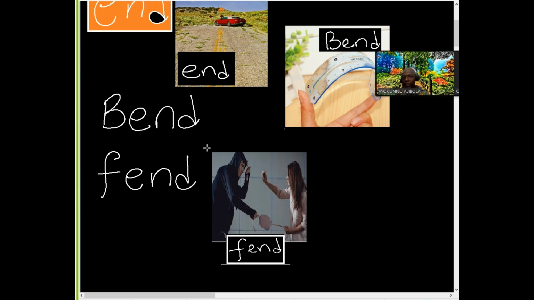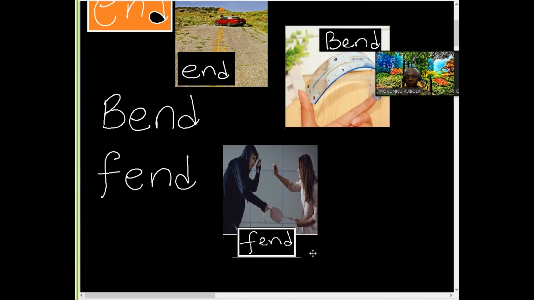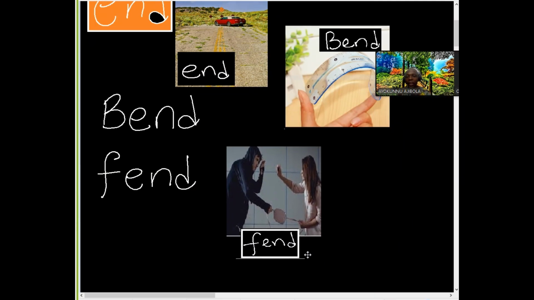Can you see the picture? What is happening in the picture? Somebody wants to eat another person, and the person is trying to fend the person away. Now say, fend it away. Say it again. Fend it away. So fend. Let me hear fend. Fend. Fend.